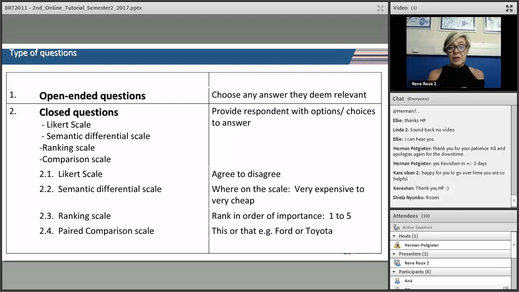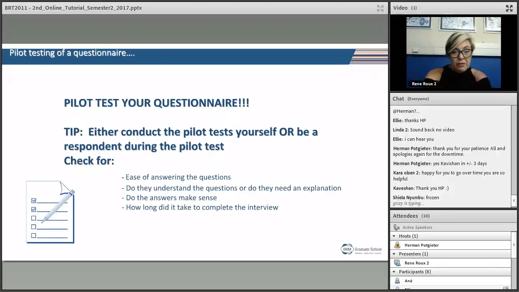And then there are a few scales. There's the Likert scale, which is usually agree to disagree. The semantic differential scale, where you will say, you know, from very expensive to very cheap, where on this continuum does it fit? A ranking scale or a fair comparison. Is it going to be a Ford or Toyota? Is it going to be this or that? Those are sort of the scales that are used most often.